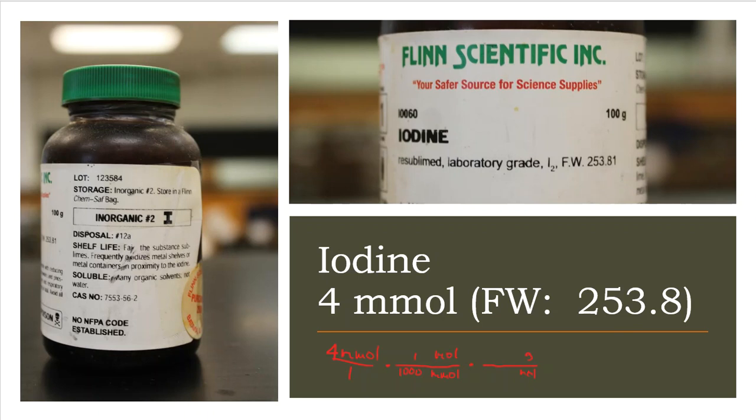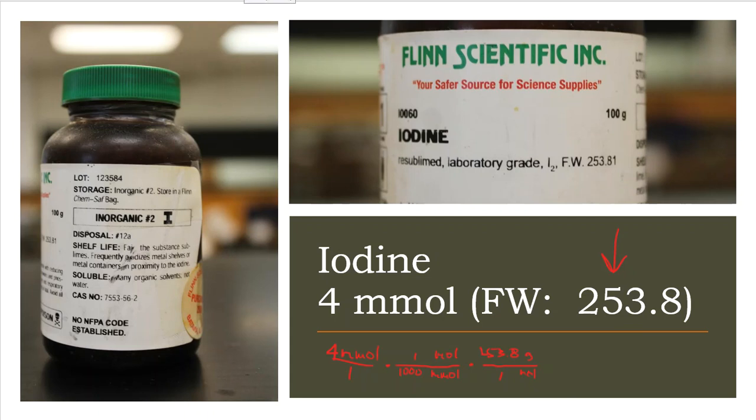Well, what's the relationship between gram and mole for iodine? Folks, ding, ding, ding, it's right there. Formula weight, 253.8. They give me that in the lab procedure. I didn't even have to calculate it. So 253.8 grams for every 1 mole.